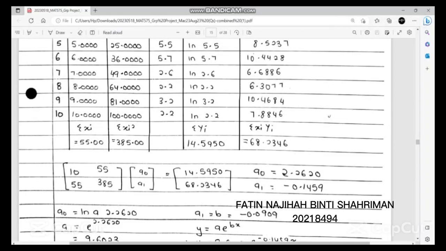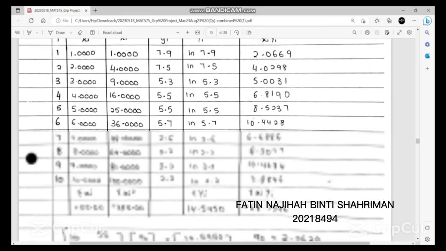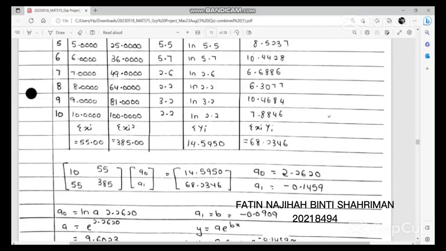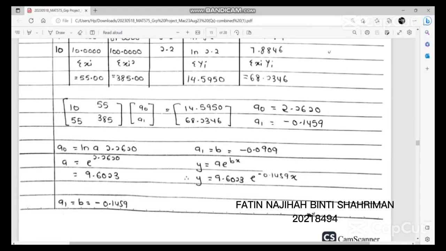After we get this data, we have to put it in the quadratic equation. It means we substitute: n is 10, the sum of xi is 55, the sum of xi squared is 55, and the sum of xi cubed is 385. Just substitute the values into these quadratic equations.